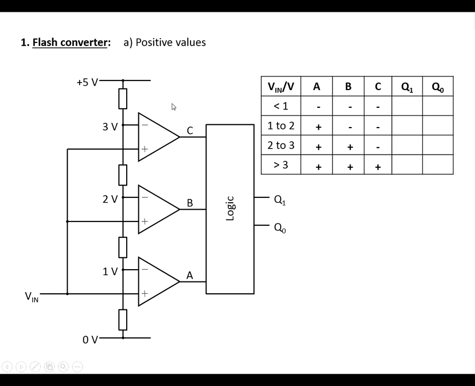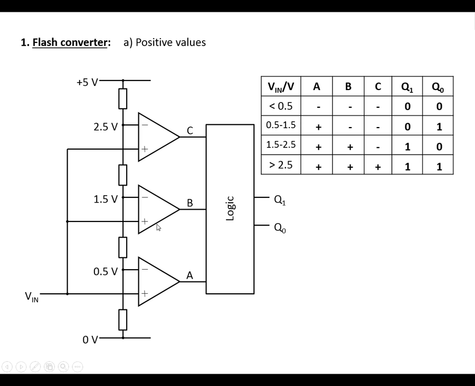Next stage of this is to put a logic system here to convert this set of inputs into the binary outputs. So if we say less than 1 volt is equivalent to the output being 0, 1 to 2 volts will be 1, 2 to 3 will be 2, and greater than 3 volts, let's say it's 3.